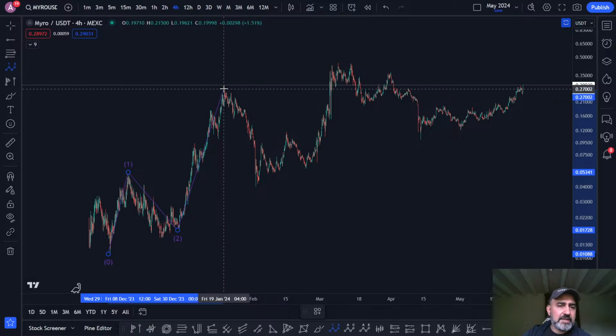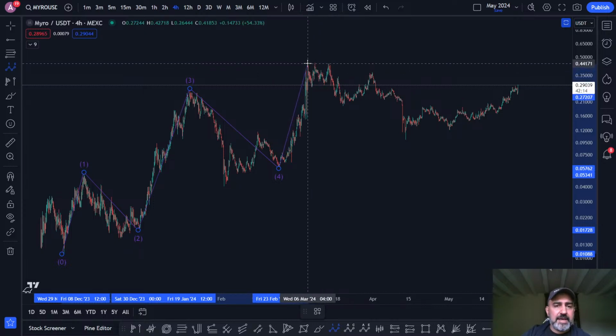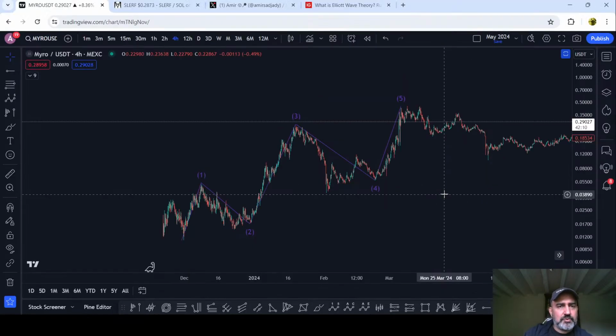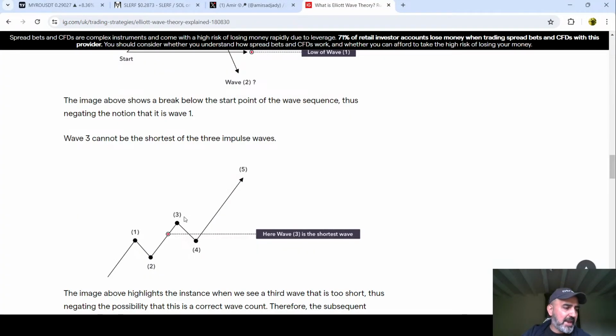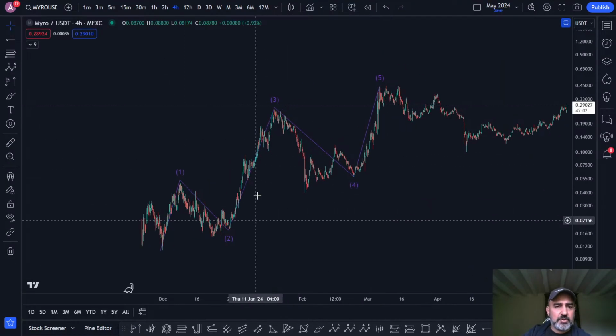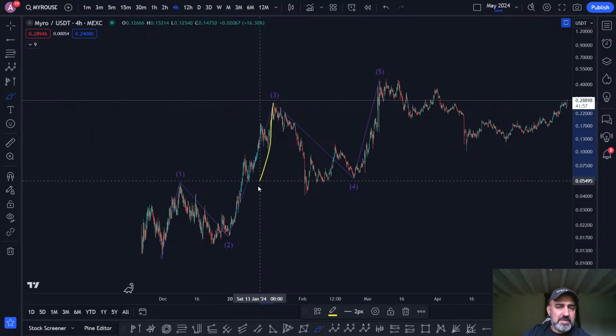This is your wave 3. Again, it's the same idea. You have to count the waves. You need to count 1, 2, 3, 4, 5. Then you have some kind of correction here, and then you have your final impulse there, right? So that second rule is that wave 3 can't be the shortest. And that's the same for every impulsive move. So when you look at this, 1, 2, 3, 4, 5, this middle wave can't be the shortest. It just can't be the shortest.